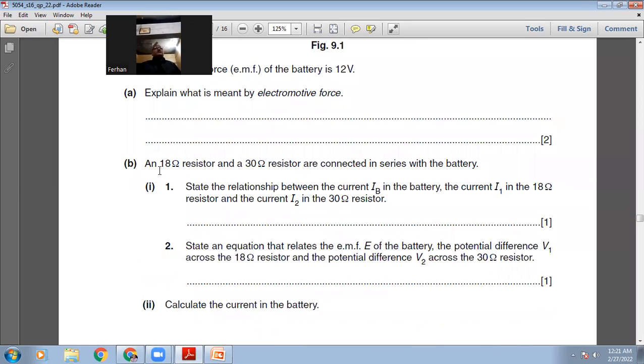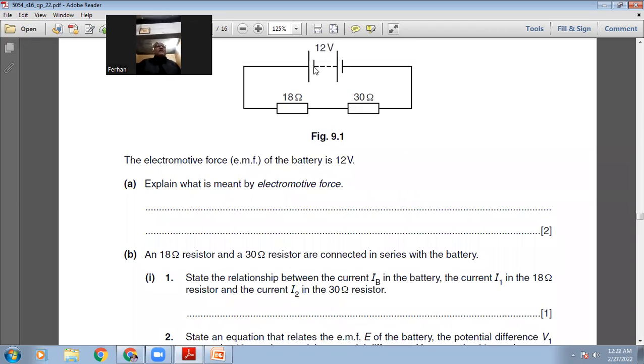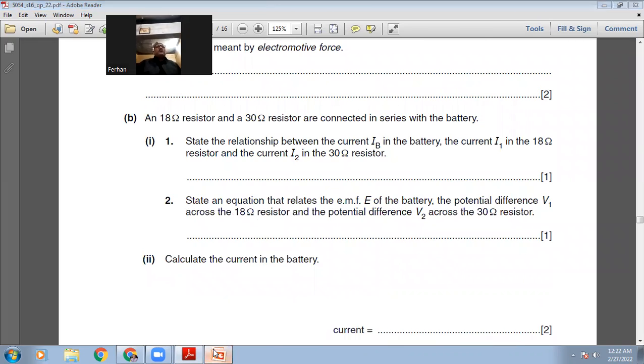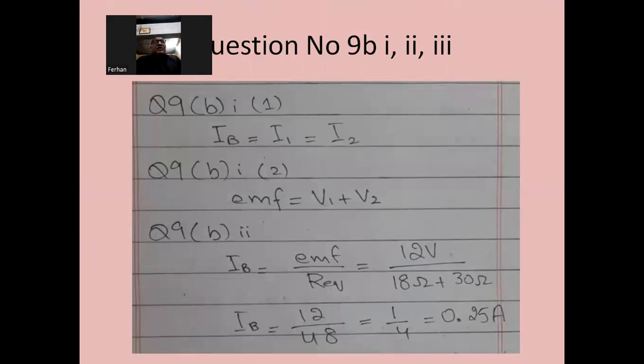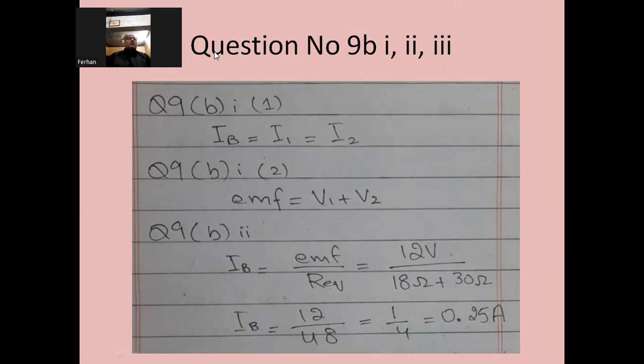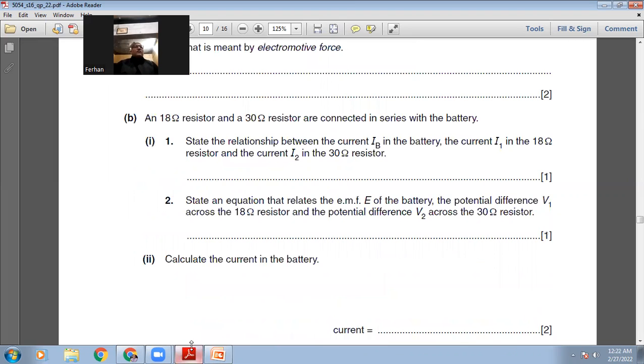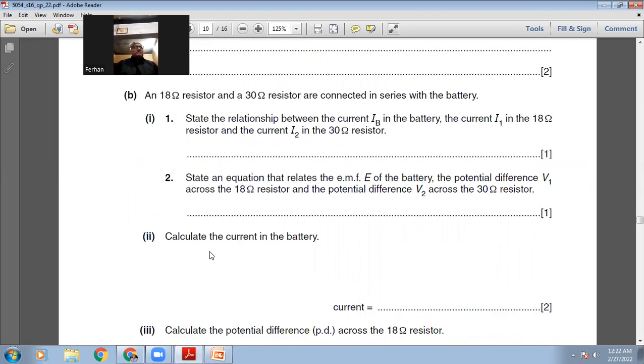Then the question is, state an equation that relates the EMF E of the battery, the potential difference V1 across the 18 ohm resistor, and the potential difference V2 across the 30 ohm resistor. So the EMF will be equal to the voltage drop here plus the voltage drop here. So E will be equal to V1 plus V2. So let me show you. IB equals I1 equals I2, and the EMF equals V1 plus V2. Okay, so let's move to the next part.